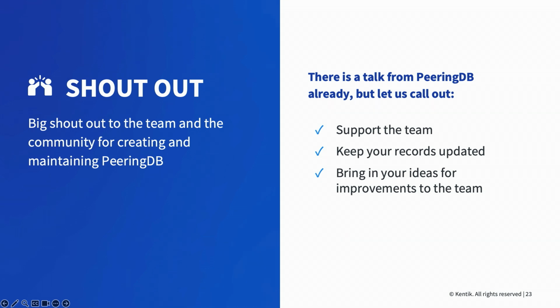A big shout out to anyone that uses a lot of data sources, but especially PeeringDB, because a lot of these examples use the integration that we have with PeeringDB. I know there's another presentation following here about PeeringDB, but please use that database, guys. Update everything in there, support them, keep your records updated, and bring in ideas to improve this, because it really helps you all in finding out how to build and optimize your network.